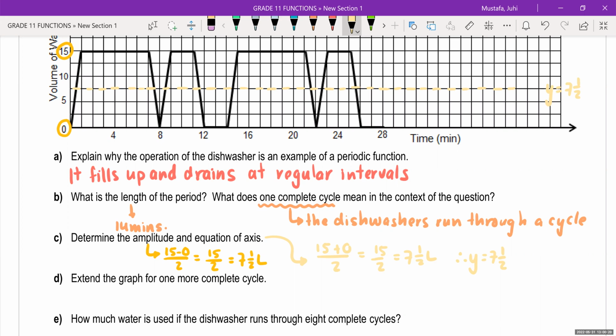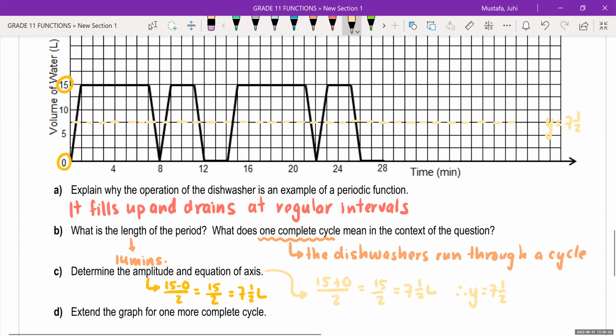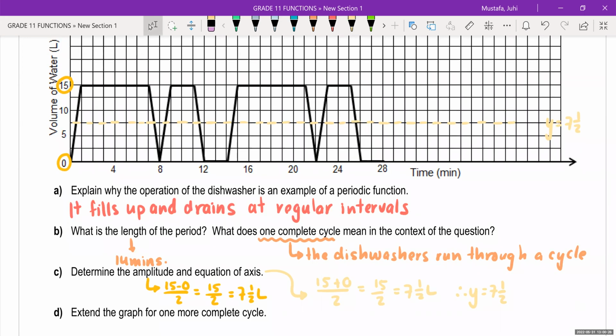Question D says, extend the graph for one more cycle. So we're going to just follow the pattern and extend this graph for one more cycle. How am I going to do that? Well, I just follow along. So the first diagonal line goes all the way up to 15. So here's a starting point. And then that's after 1 minute, it goes up all the way here.